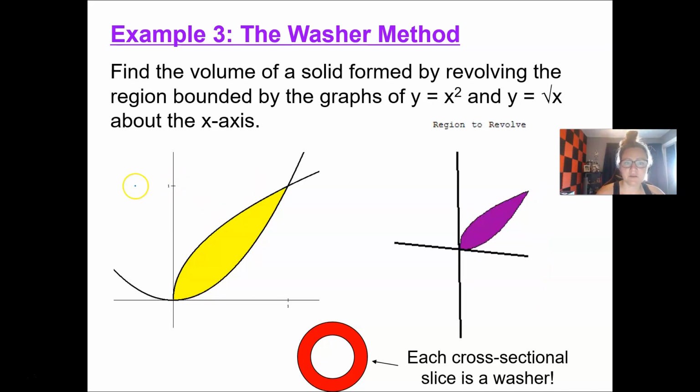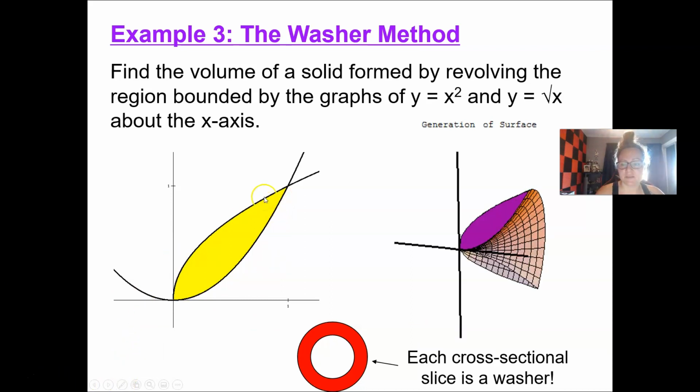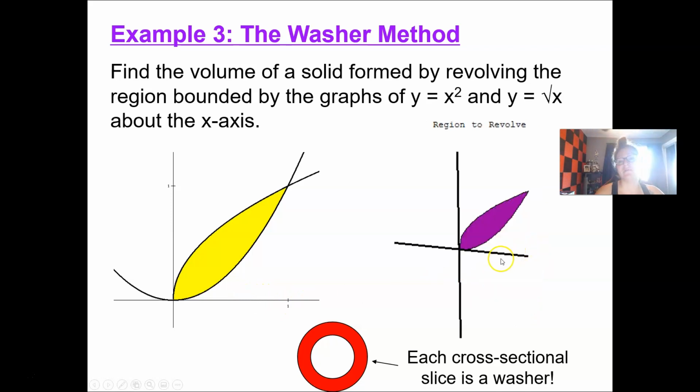Okay. And so the way you get this is, this is my region that I'm going to revolve. I'm revolving it around the x-axis. There's going to be a hole, right? There's this hole between my area and the axis that I'm revolving it around. And so when we find the volume, we need to take out that gap.